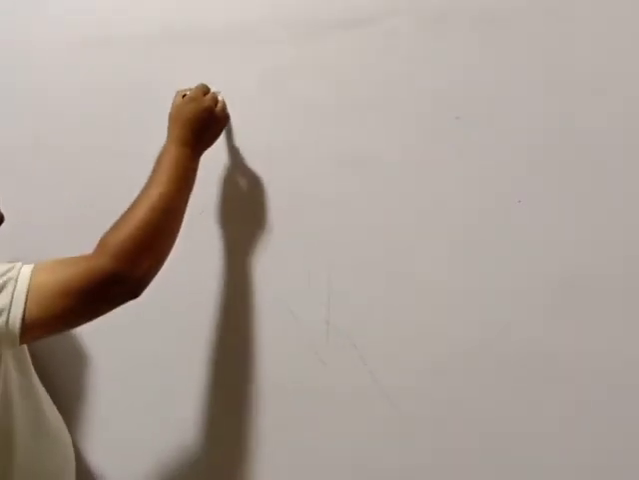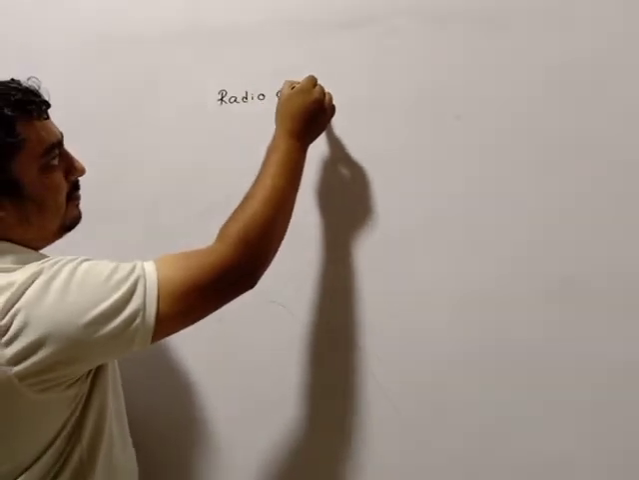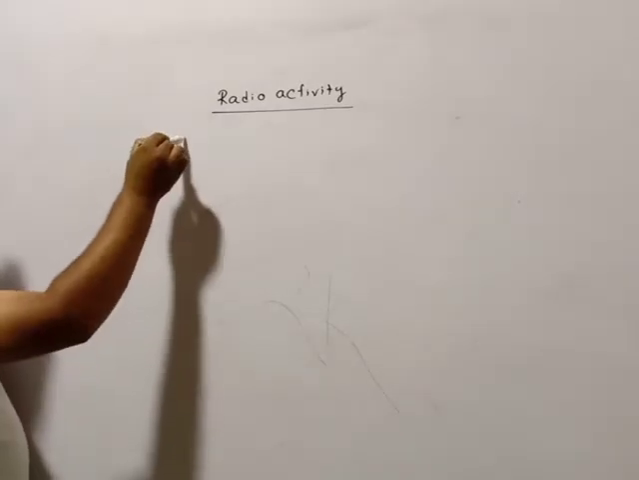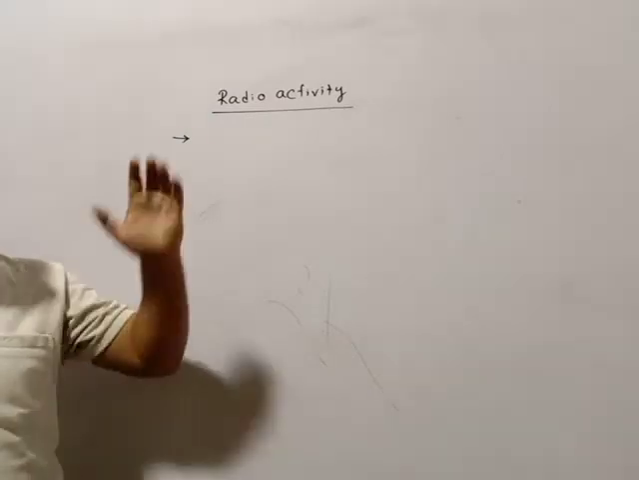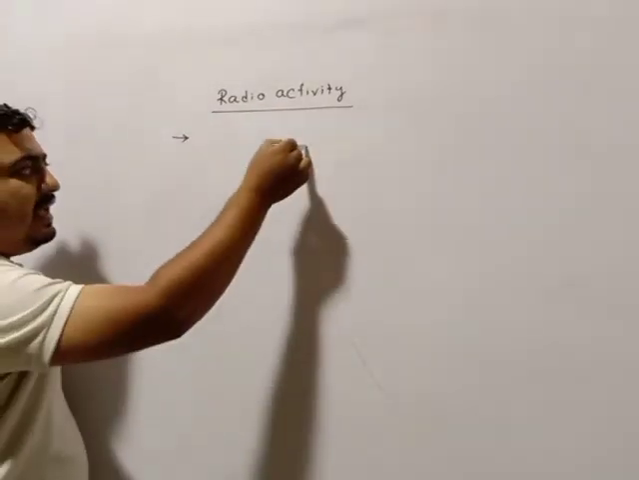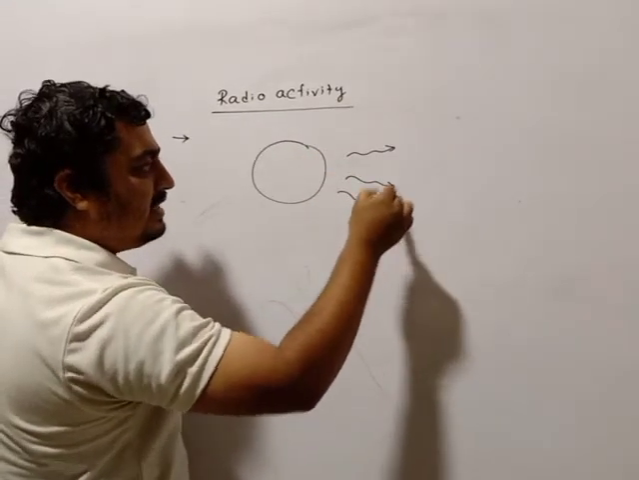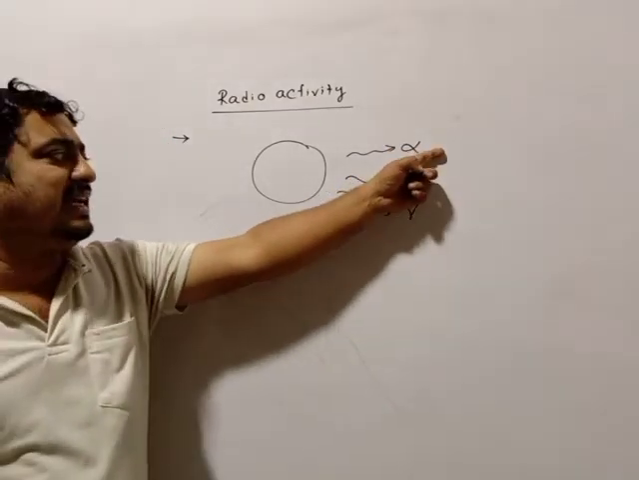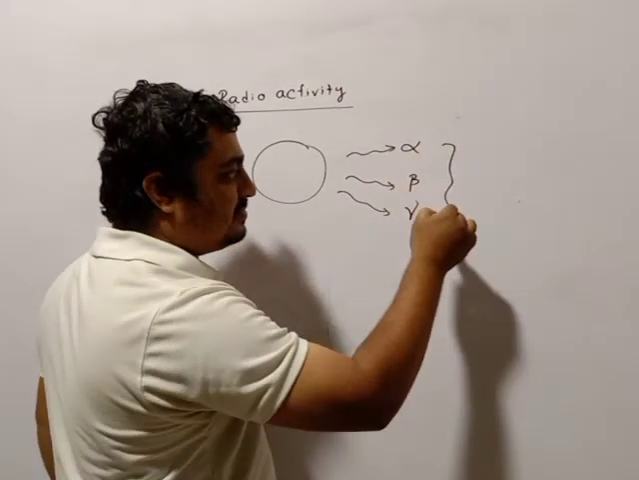So, welcome students. Today we'll learn about radioactivity. So, what is the meaning of radioactivity? It is the decay of nucleus or spontaneous disintegration of nucleus. So, a nucleus spontaneously disintegrates by emitting the rays like alpha, beta and gamma. So these rays, alpha, beta and gamma, are called radioactive rays.